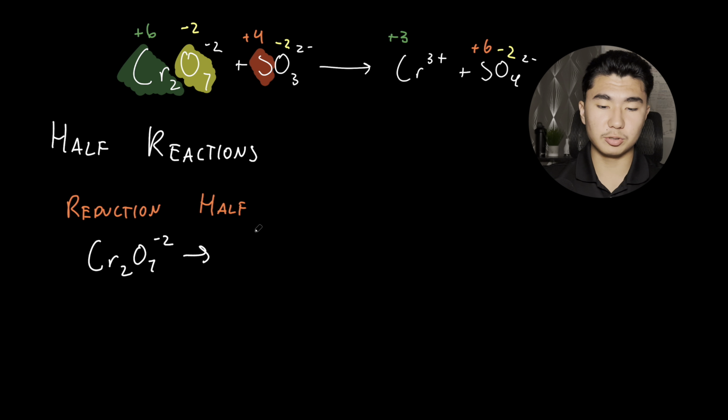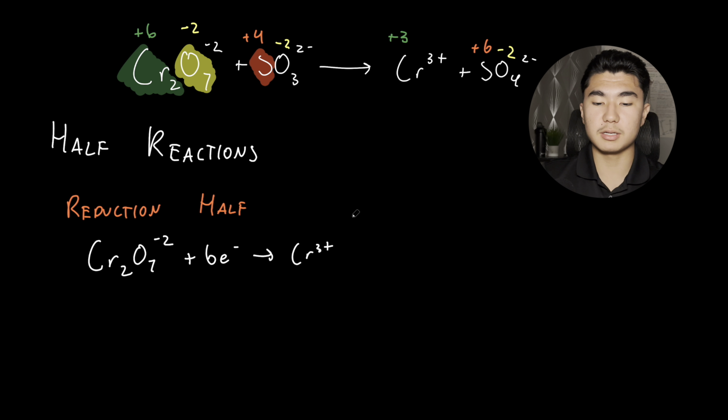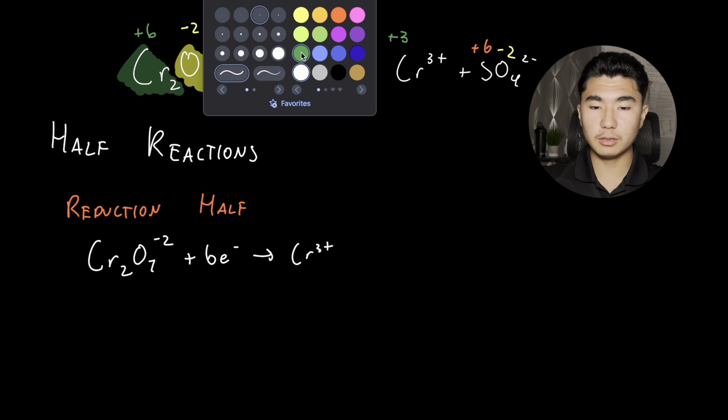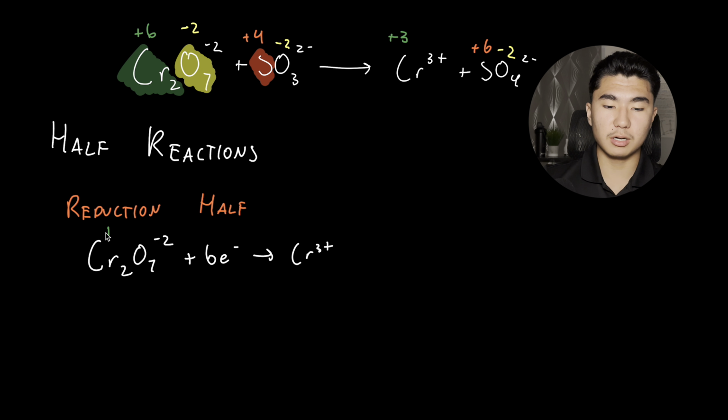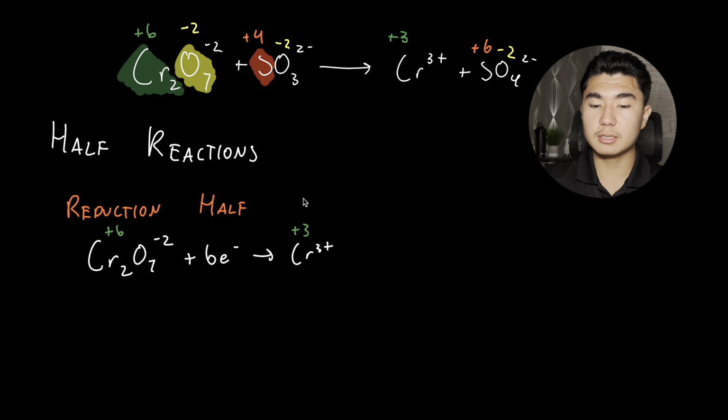And one thing I actually forgot is that we need to add our electrons. The electrons that were added in order for this reaction to occur: there are 6 electrons added in order to get to our Cr3 plus. Now you might be wondering, why 6 electrons? Well, if we look back to our oxidation numbers, and I'll actually write them again, we're going from a +6 to a +3.